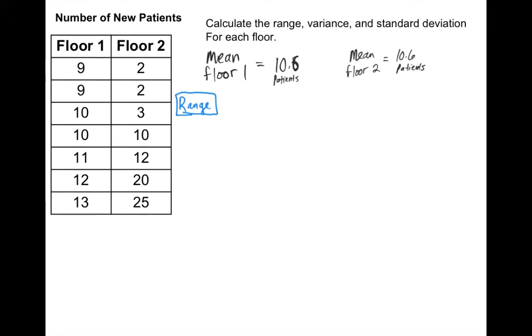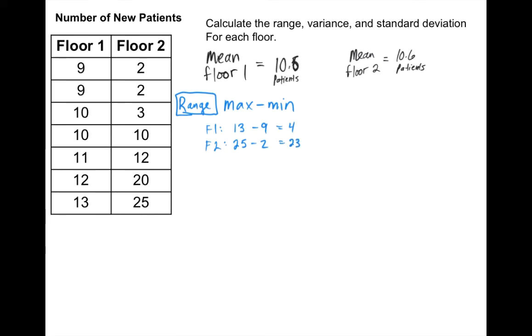And this can be calculated by taking the maximum value in the data set and subtracting the minimum value. So we're finding the difference between the maximum value and the minimum value. So for floor 1, the maximum value we see is 13. The minimum value was 9. That gives us a range of 4. For floor 2, we had a maximum of 25 and a minimum of 2 patients. So when we find the difference between those, we get 23.